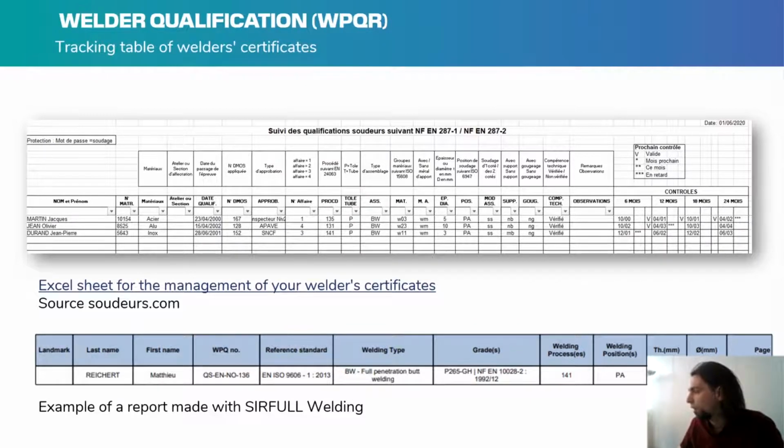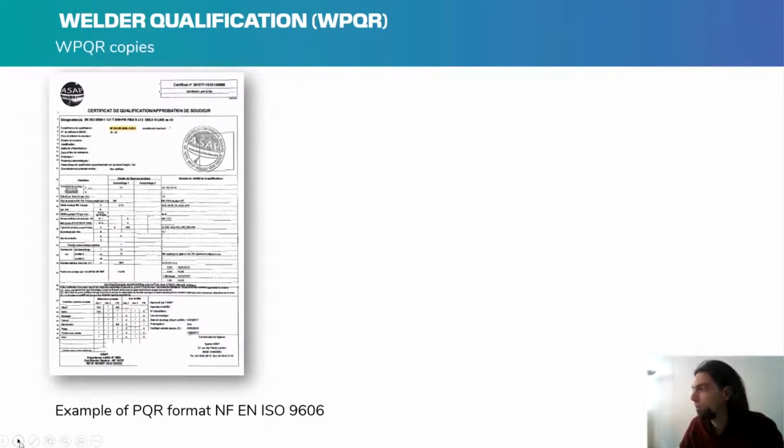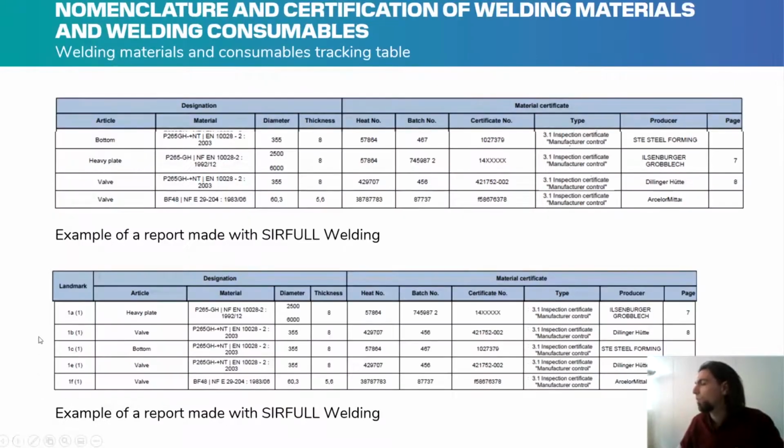And just here, just below, this is an example of report you can do in the technique and in the Welding Data Book or in the end of fabrication report. This is a copy for PQR, a European standard. For the certificate for welding materials and welding consumables, filler metal, etc., you can provide this kind of document.